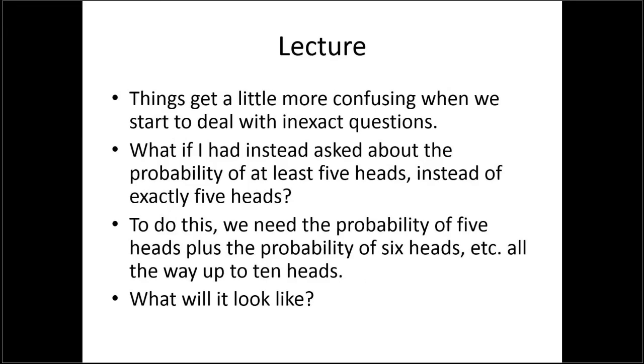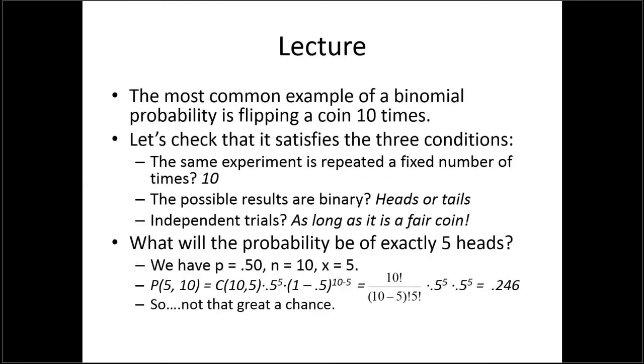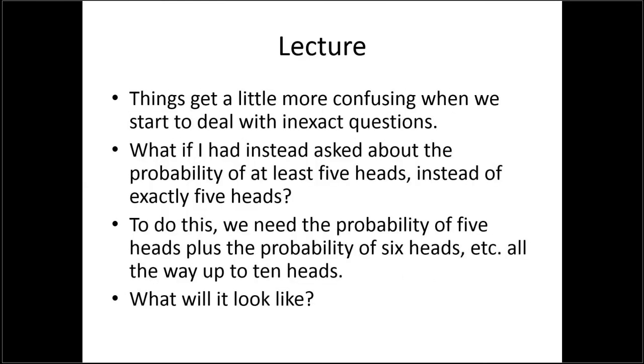And that's kind of the simplest case example. Things of course do get more complicated from there. What if I had asked you the probability of getting at least 5 heads instead of exactly 5 heads? To do this, and I'm not sure if this is intuitive or not, we need the probability of 5 heads plus the probability of 6 heads plus the probability of 7 heads plus 8 heads plus 9 heads plus all 10 heads.